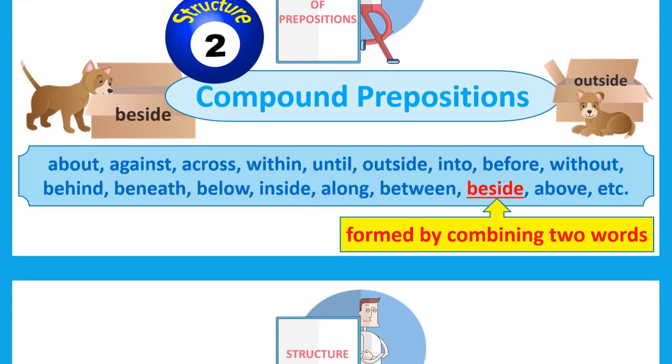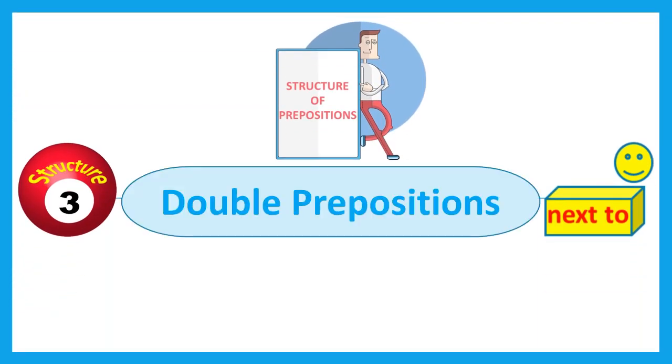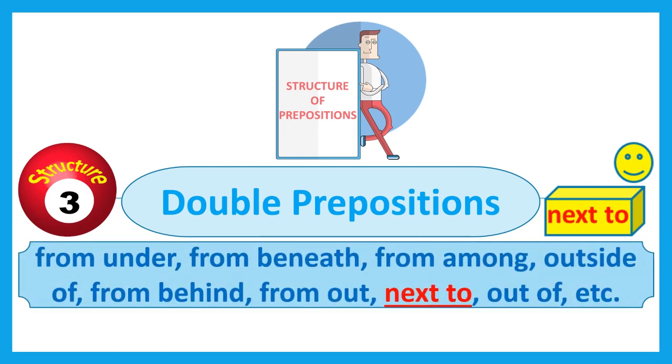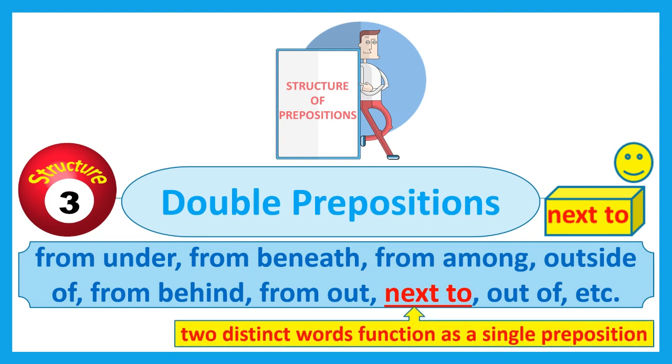Structure 3. Double prepositions. Some of the examples of common double prepositions are: these prepositions are termed double because they consist of two distinct words used together to function as a single prepositional unit.